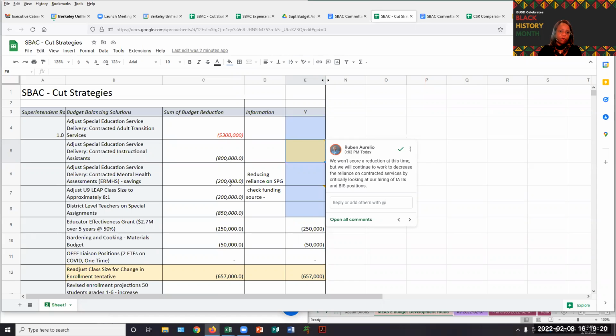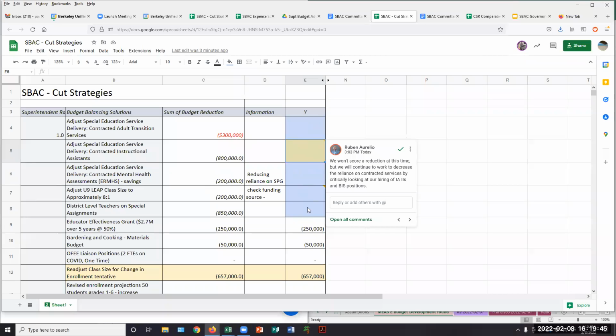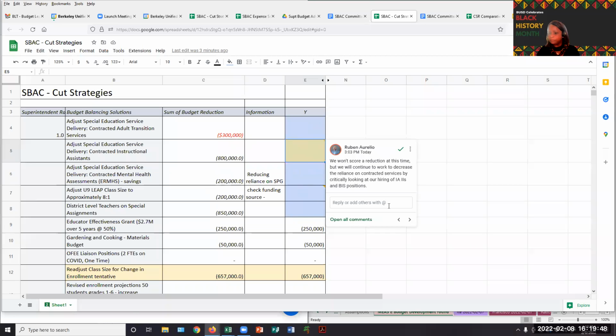And we're also looking at our contracted mental health, trying to reduce our reliance, trying to have savings. So these that are highlighted in blue, we are deferring them at this point, and we'll focus on the ones that we think are attainable at this point, and we'll see where we get to. Any comments before I move on?